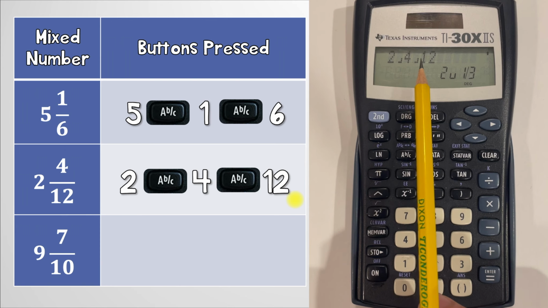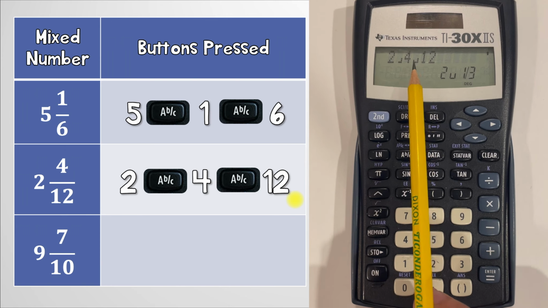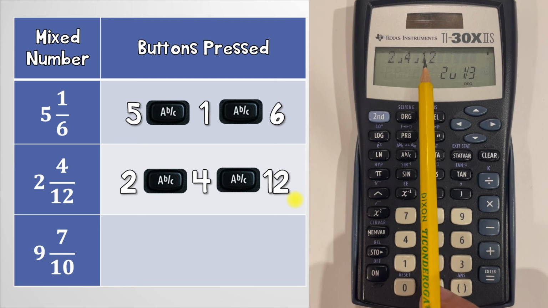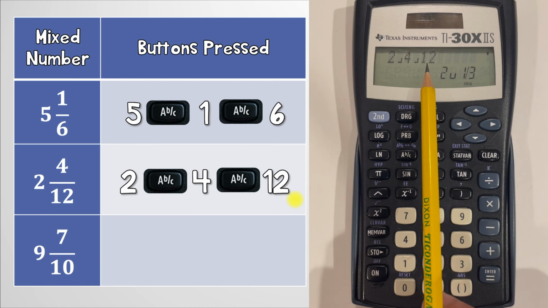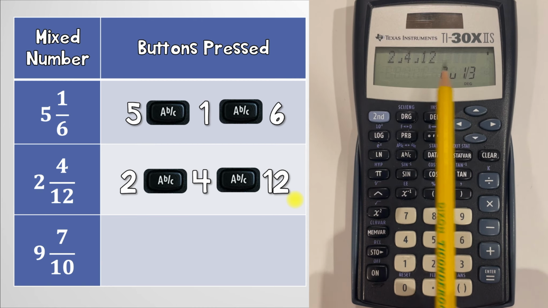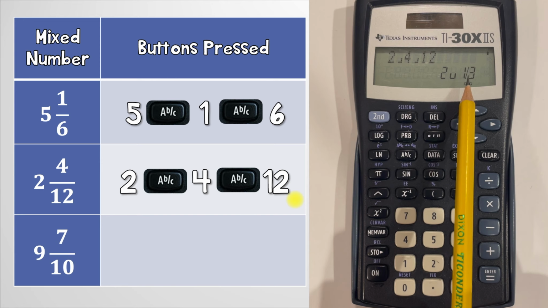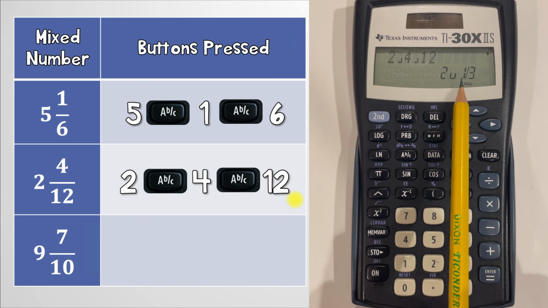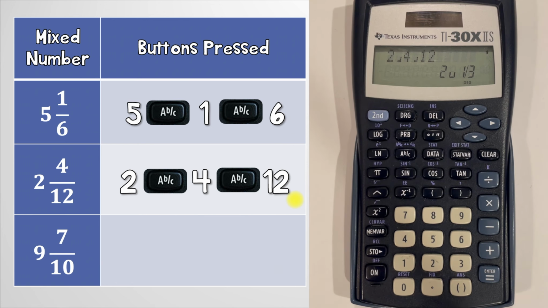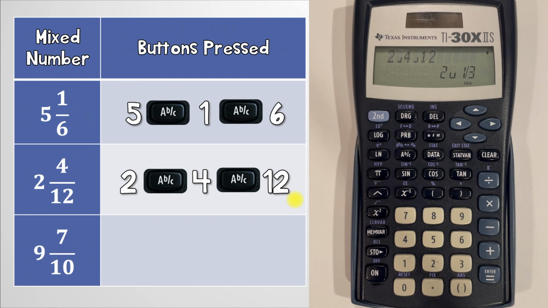Well, we did, but what happens is the calculator is really great because it simplifies for you. This 4 over 12, if I divide 4 by 4, I get 1. And if I divide 12 by 4, I get 3. So this 4 over 12 reduces to 1/3, giving us our mixed number 2 and 1/3. Let's try the third example.